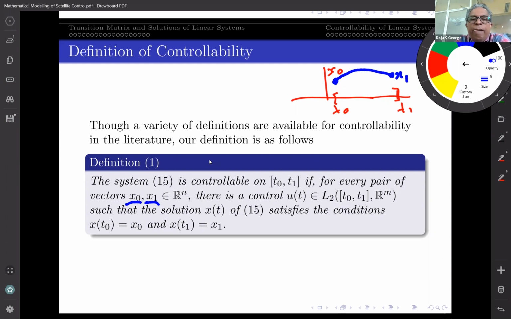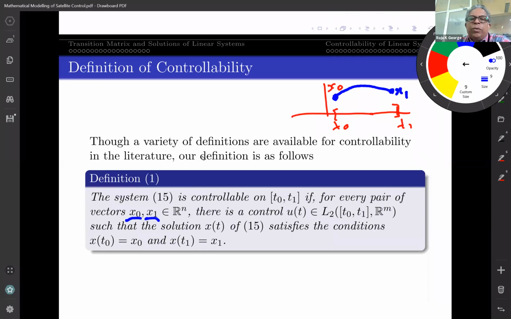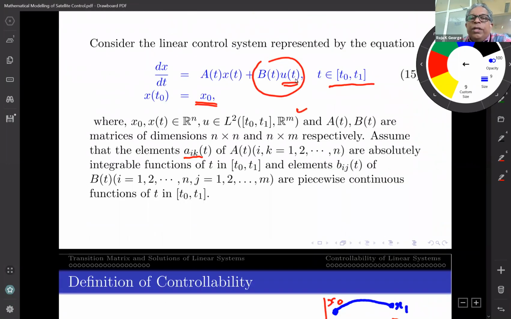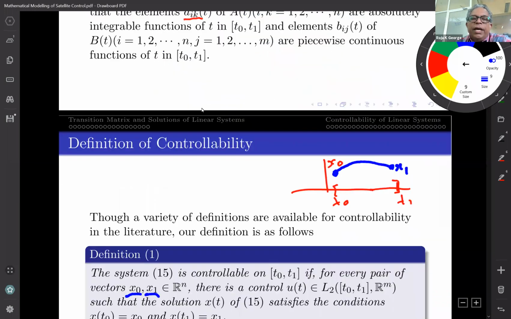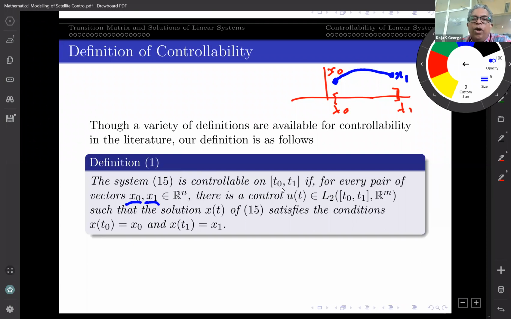I have two arbitrary states in Rn, and my question is, does there exist a controller u(t) for my control system such that once I plug in this u(t), my initial state x0 can be steered to x1 at the final time t1? If such a controller exists, then we say that the system is controllable. A system is controllable on an interval [t0, t1] if for every pair of vectors x0, x1 in Rn, there is a controller u(t) in L2.